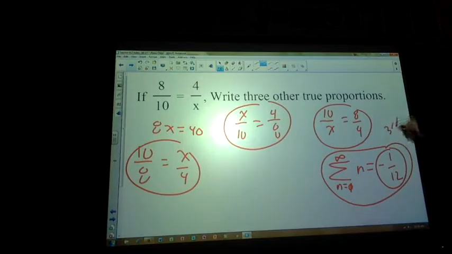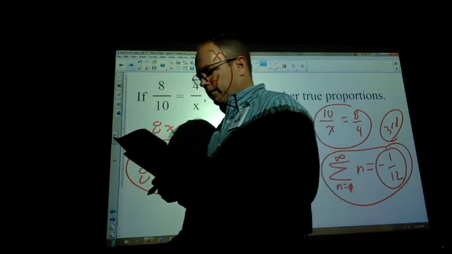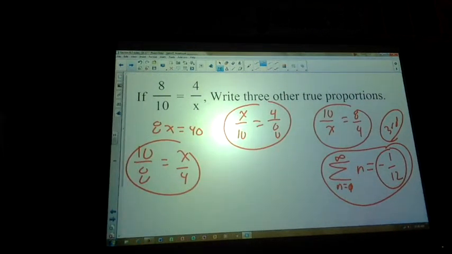So this is one of those third year college math type of things. It's a limit that you approach.